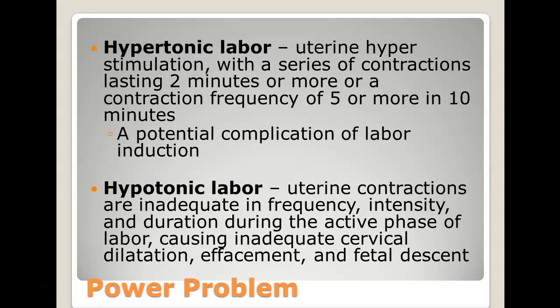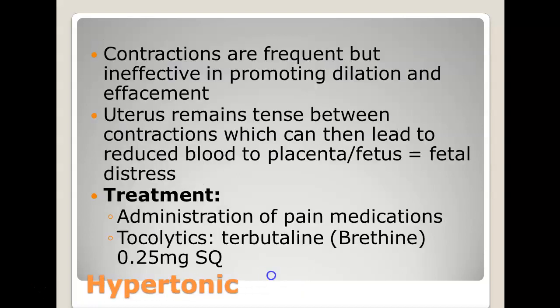Another problem can be hypotonic, where the contractions are not strong enough. So uterine contractions are inadequate in either their frequency or their intensity or duration, or maybe all 3, during the active phase of labor, which causes them to inadequately dilate, efface, or for the fetus to be able to descend into the birth canal. That's often what we call arrest of labor, arrest of descent. Those are terms we use when a mother has a hypotonic labor pattern and she's either stopped or is going too slow in the labor process, and then eventually that oftentimes turns into a cesarean section delivery.